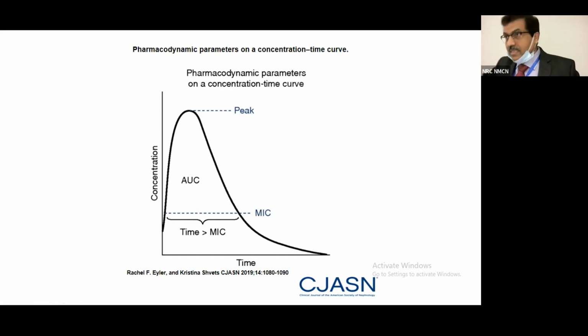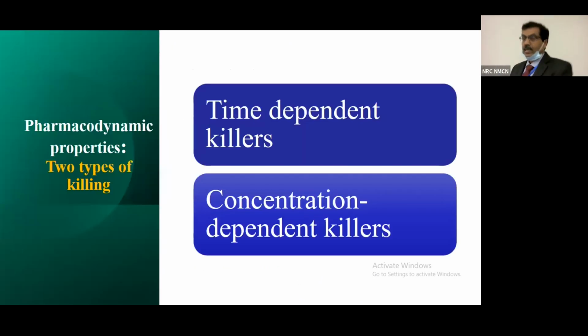So that level you should always keep in mind, and at that level the drug should be maintained if the patient is really having some bacterial infection or some infection. So Cmax, minimum inhibitory concentration, and area under the curve are important. Why I am talking about this, you will know in the next slide.